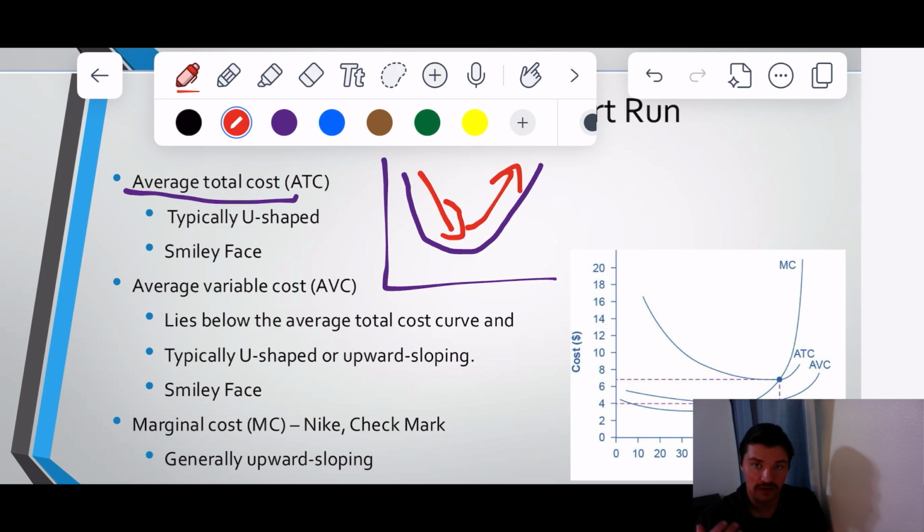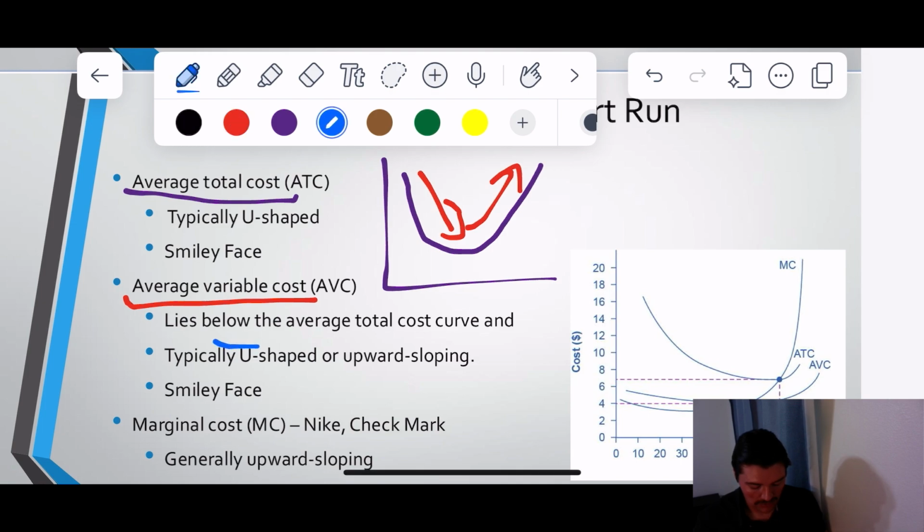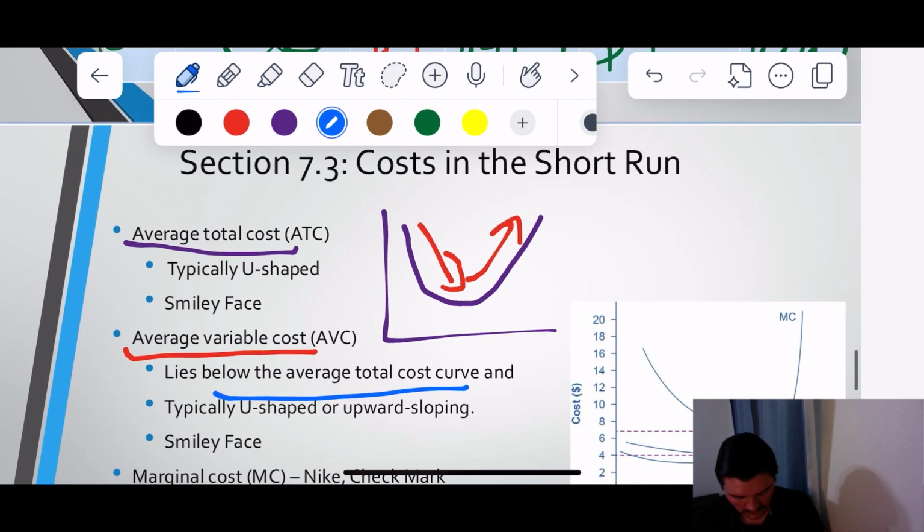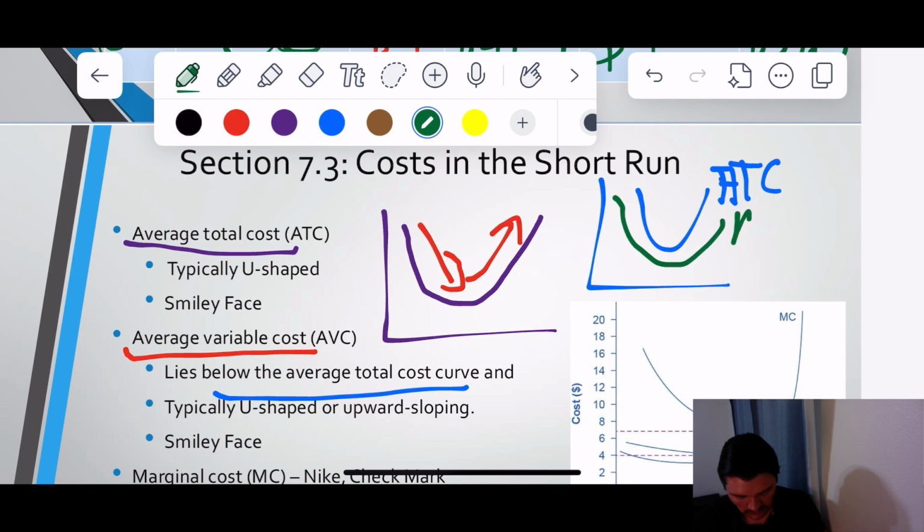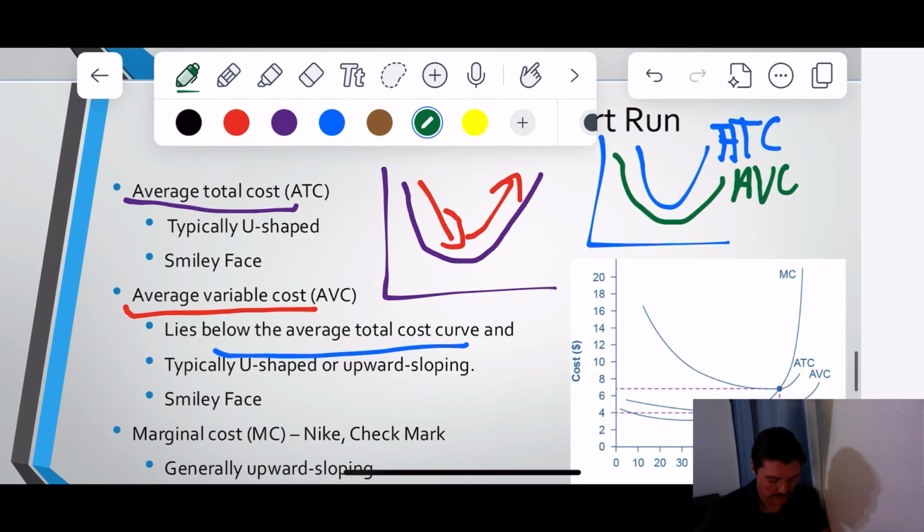So if we were to look at our example a little bit further, we would typically see the average total going down and then up. And that's also why the average variable would do the same thing. It will go below the average total. So in terms of a graph here, we would have the average total here. And then we would have the average variable right here, just underneath it. It is also U-shaped, okay, or a smiley face.